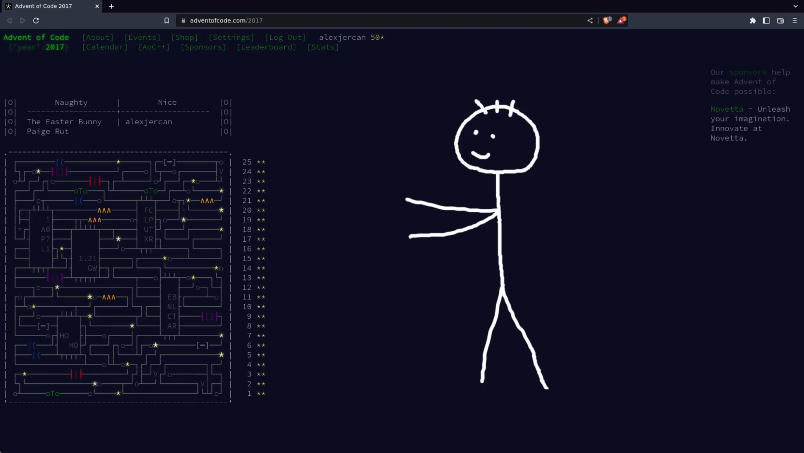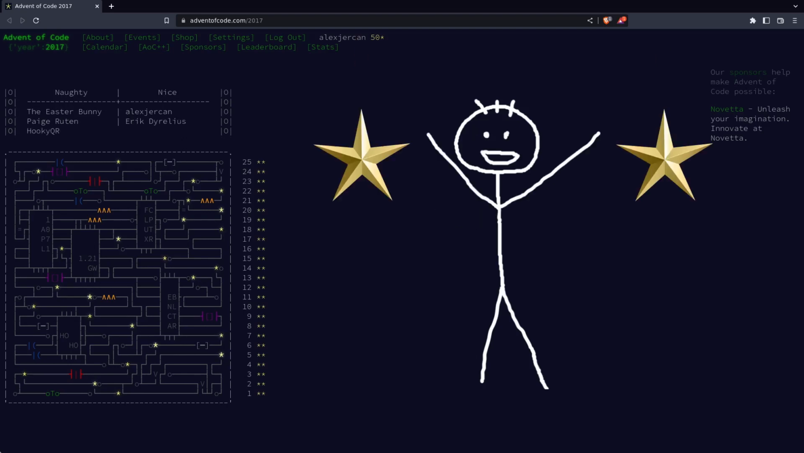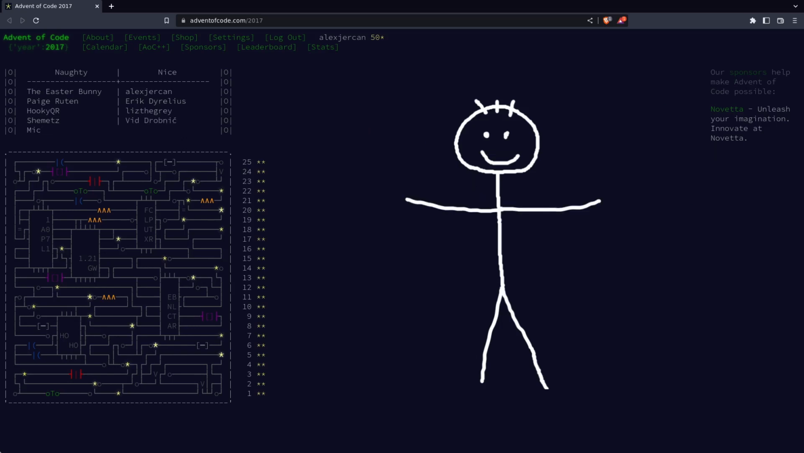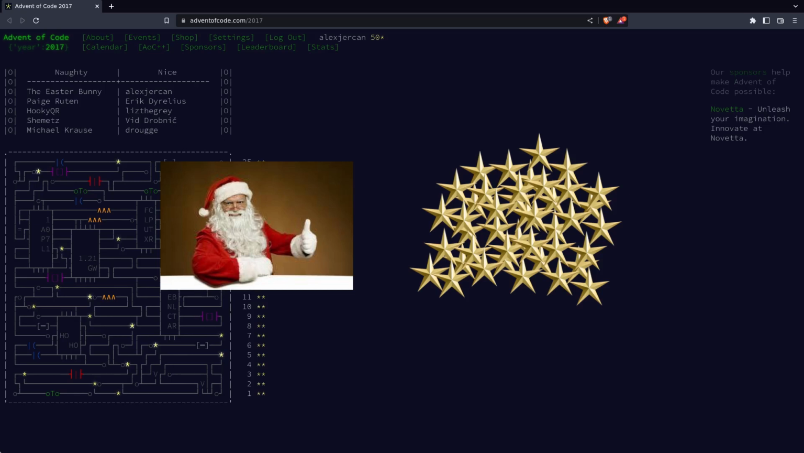So each problem that you successfully solve will provide you 2 stars because there are 2 questions per problem, and by the end of the competition you will hopefully have 50 stars and be able to save Christmas.